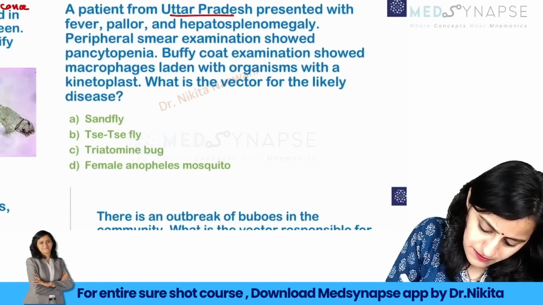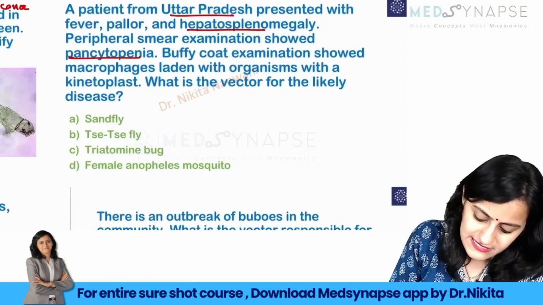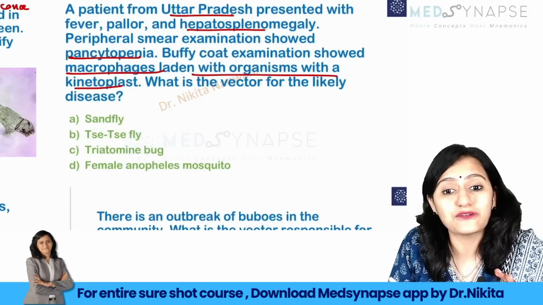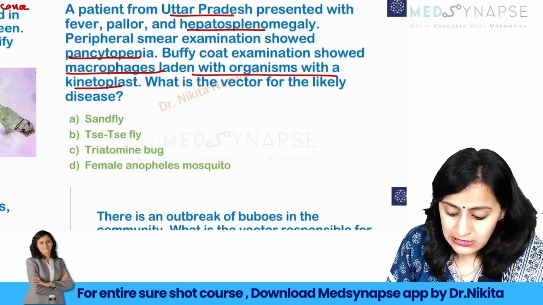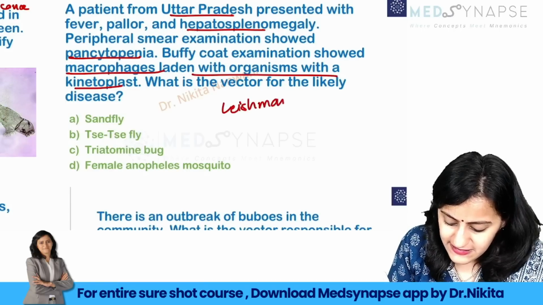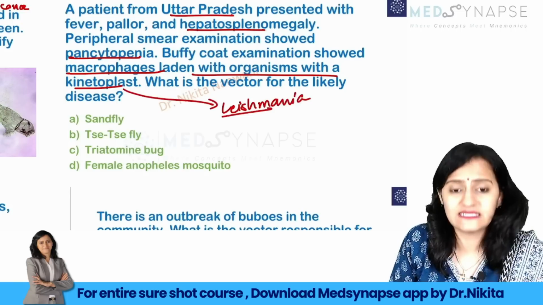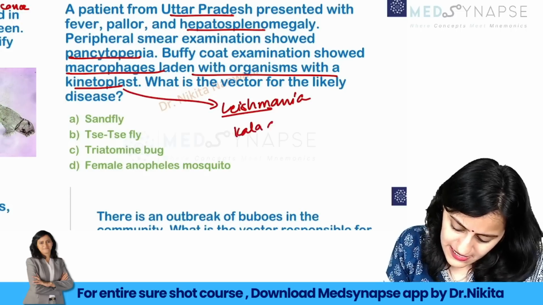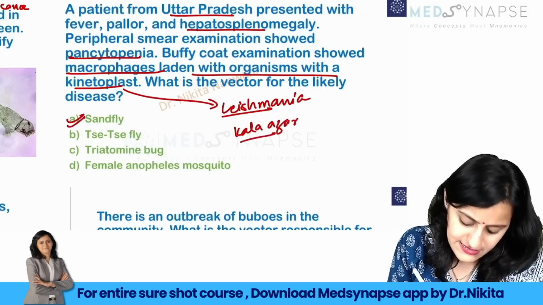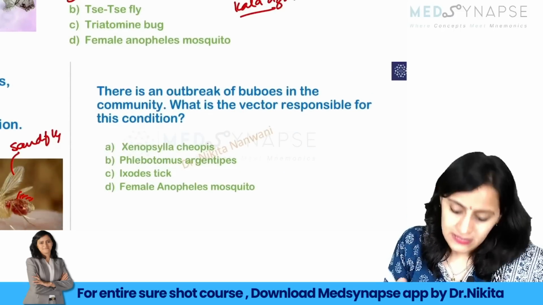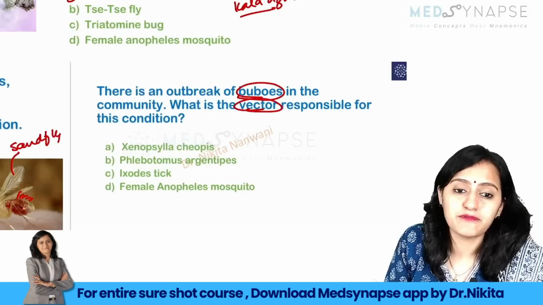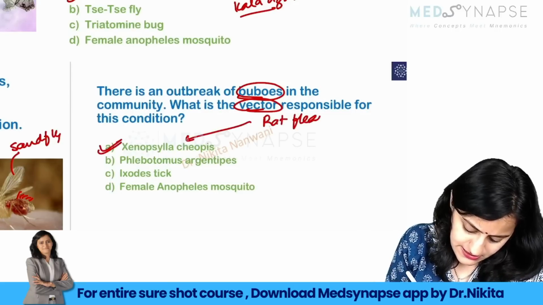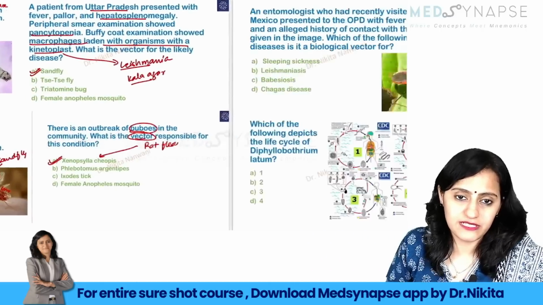Next one, again Uttar Pradesh, hepatosplenomegaly, there is pancytopenia. There are macrophages laden with organisms with a kinetoplast, that is Leishmaniasis, that has this kinetoplast, right? So this is Kala-azar again, UP history, Leishmania, Kala-azar is Sandfly. Okay, that is Sandfly. Outbreak of buboes, what is the vector? Bubonic plague. Plague is the rat flea and rat flea is the Xenopsylla. Okay, rat flea is the Xenopsylla.